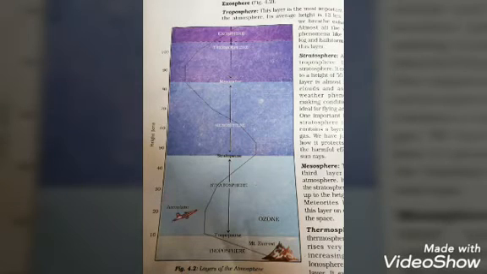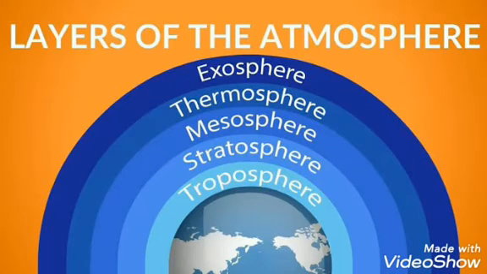It is the most important layer as the air we breathe in exists in this layer. It extends up to 13 km. All weather phenomena like rainfall, fog, hailstorm occur in this layer. So this is one of the most important layers because the oxygen we are taking is present in this layer.